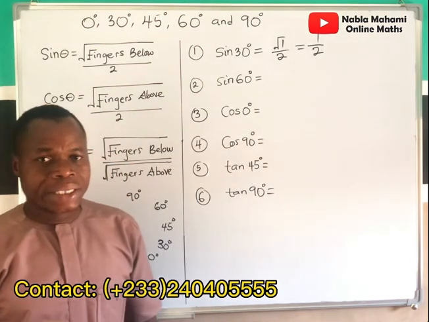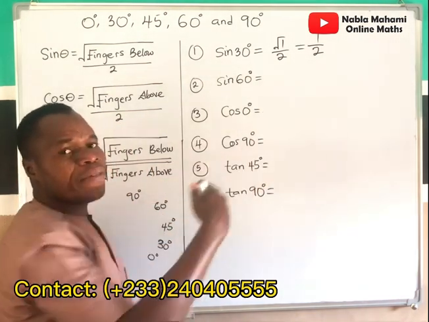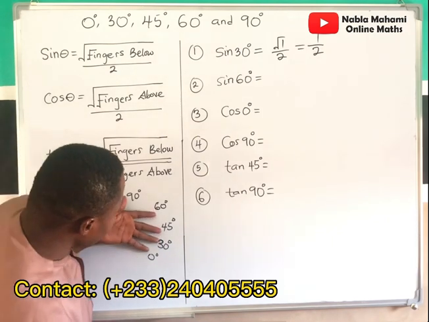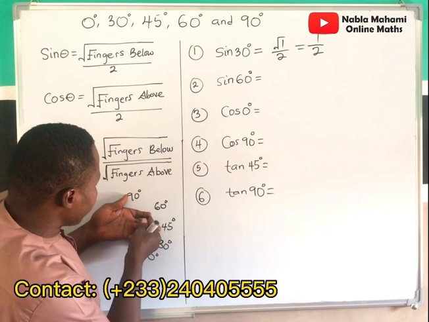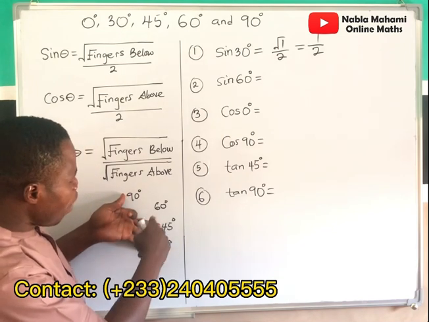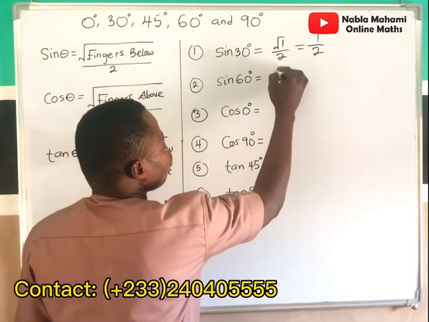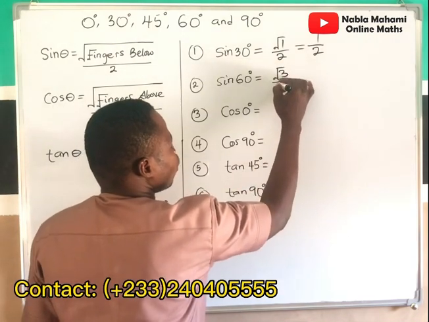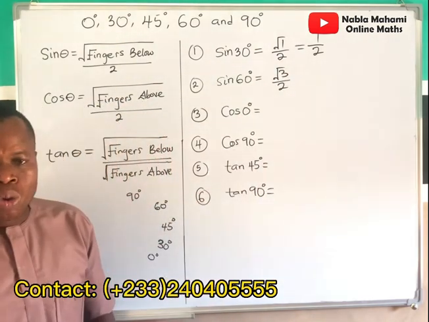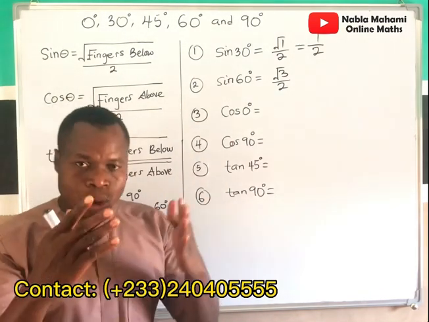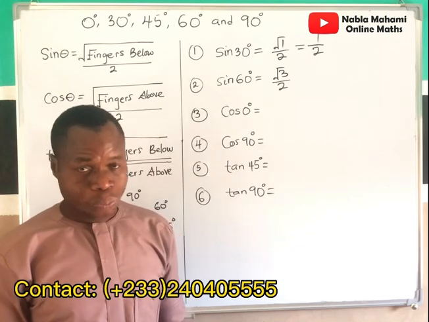Let's go to the second example, sine 60 degrees. To evaluate sine 60 degrees, the same procedure. I will do this, and then bend the 60 degrees finger, this one. If I bend it, I will now consider how many fingers are below: 1, 2, 3. So that means it will be square root of 3 all over 2, because sine is square root of fingers below all over 2. So sine 60 is the same thing as root 3 over 2.